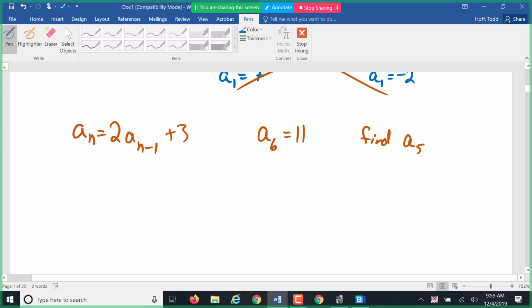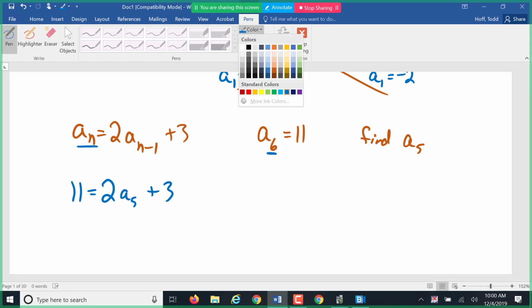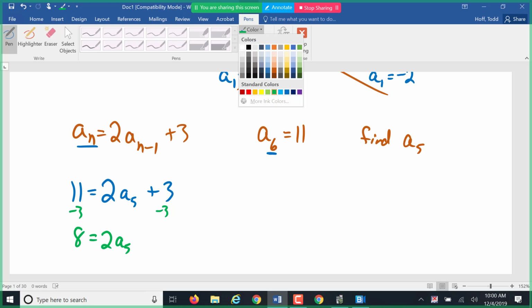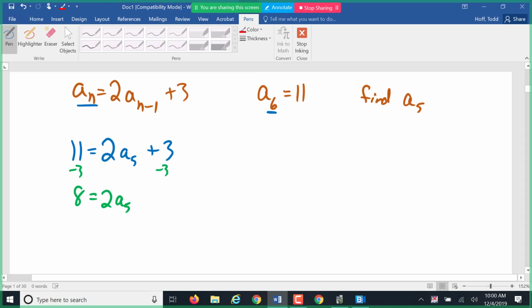Well, I can substitute into this formula, but now a6 is the further term, the bigger index. So that has to go for an: 11 equals 2 times an minus 1. Well, 6 minus 1 is 5, so a5 would be there. So I'm using that recursive formula backwards to back up a step in my sequence. So I can subtract 3 to get 8 equals 2 a5. And I'll divide by the 2 to get a5 by itself, to get 4 equals a5. So we were able to work backwards in the sequence to find previous terms from the one we are given.